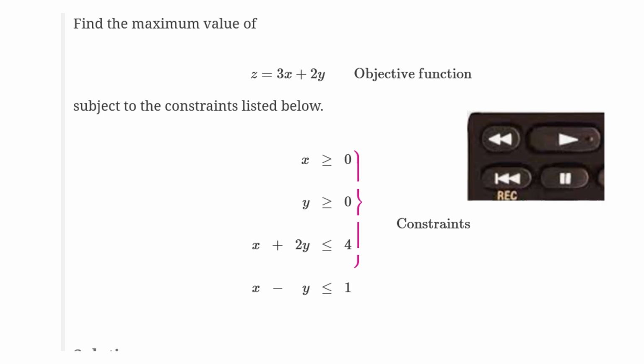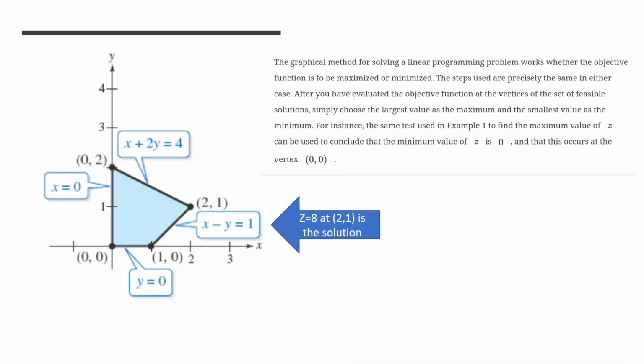Let's see how you did. So you should have gotten this as your feasible region, these as your corner points. And when you substitute those into the objective function, you find that the solution is z = 8. That is the optimal solution, and it is achieved at (2, 1). Again, your solution should have how you achieve the solution as well as what is the optimal value.